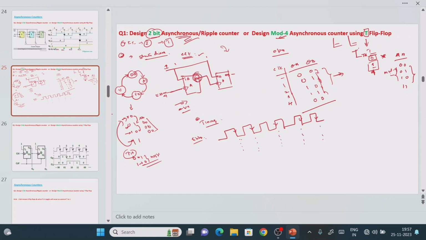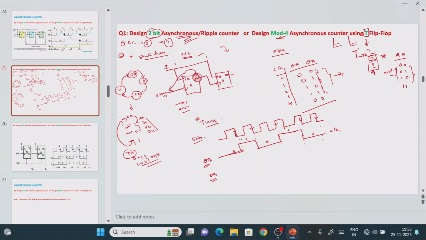If you want to find the output of QA, it depends upon what? The external clock pulse. This is also a clock pulse only. So before starting, this value is 0. After 0, what is the value? 1. After 1, what is the value? Clock pulse means 0 and 1 only. After 0 comes 1, after 1 comes 0. This is also the clock only. Now what is the output?